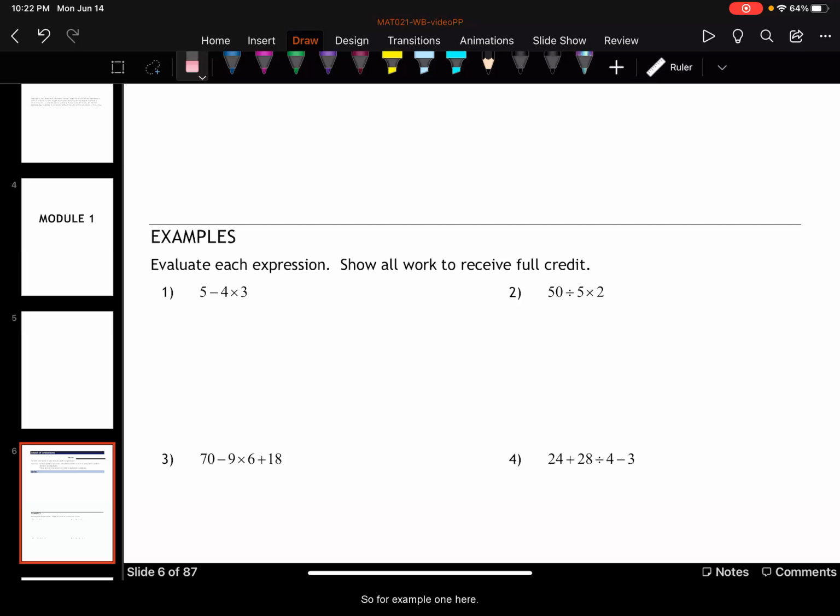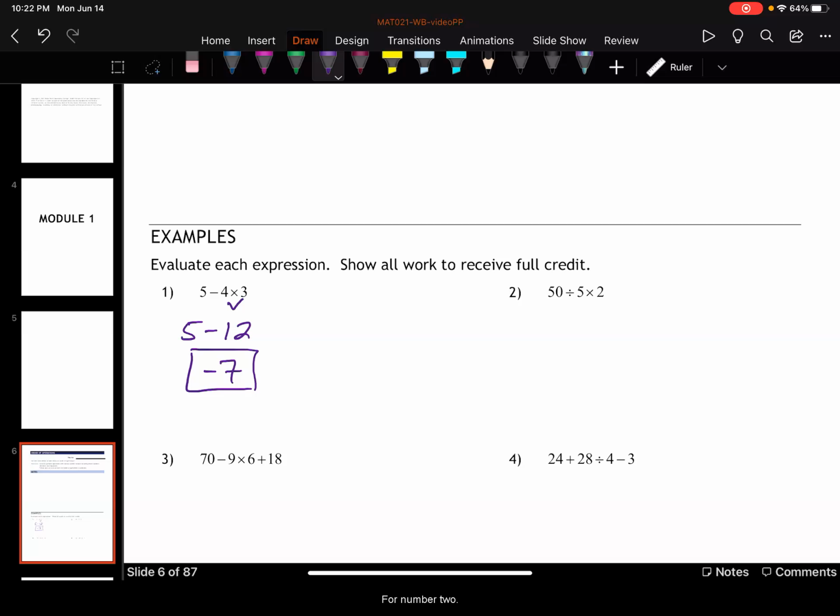So for example 1 here, we have 5 minus 4 times 3. According to our order of operations, we will need to do 4 times 3 first, which will give us 12. So we will end up with 5 minus 12. And then 5 minus 12 would be negative 7. So negative 7 would be the answer for that problem.